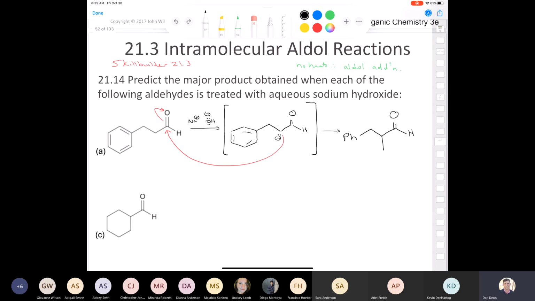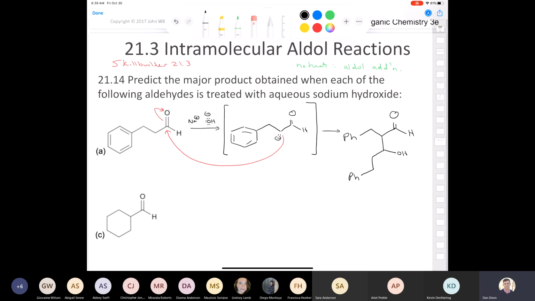What's going to be attached to that carbon? It's going to have the hydroxyl after it's protonated. It's also going to have this proton. I'm not going to draw it in. Then you have 1, 2 carbons, 1, 2 carbons like that, and then you're going to have your aromatic ring.